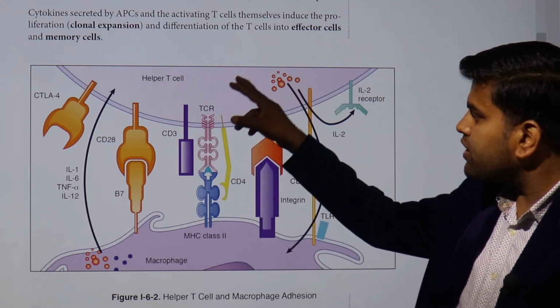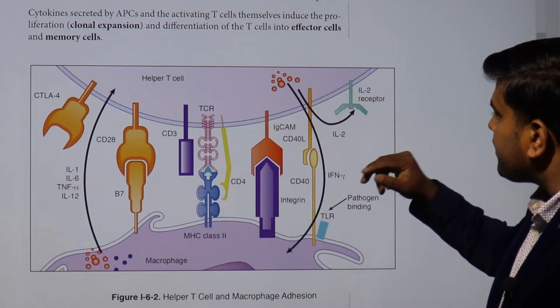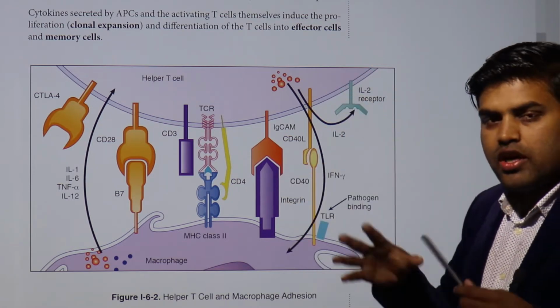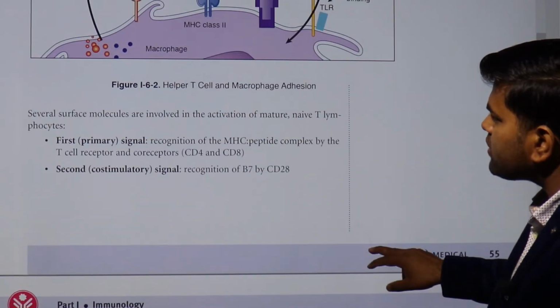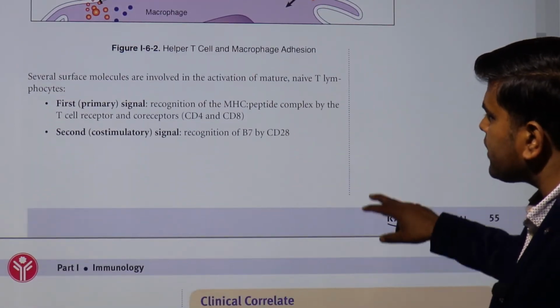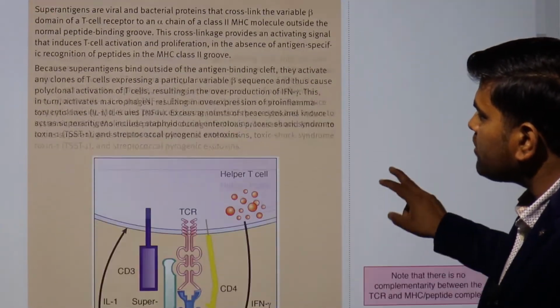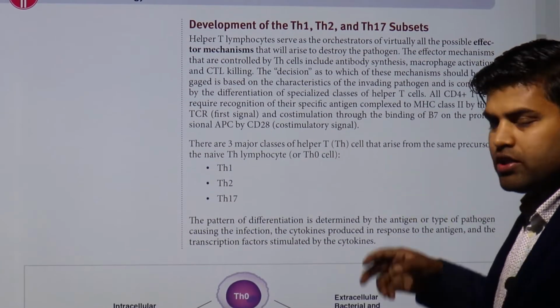The CD3 will send the intracellular signal and then release the cytokine interleukin 2, which acts in an autocrine fashion and causes the expansion or proliferation of the T cell as well. So we have discussed this first signal, then the co-stimulatory signal, which leads to the activation of the T cell. Now let's discuss what will be the fate of the T cell. Once the T cell is activated, what is going to happen?